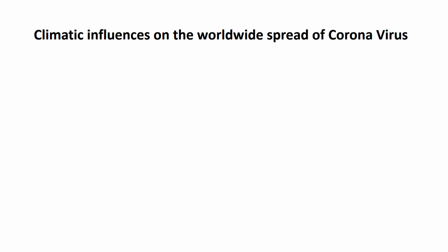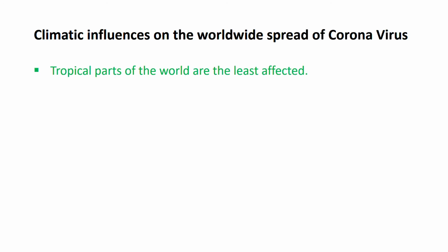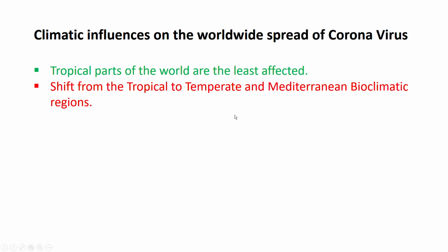The first observation that their model has shown is that the tropical parts of the world will be the least affected, and then there will be a shift from the tropical to temperate and Mediterranean bioclimatic regions. So these temperate and Mediterranean bioclimatic regions will be affected the most.